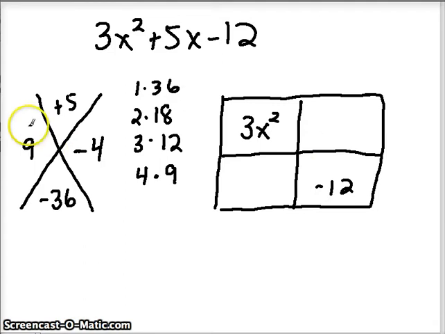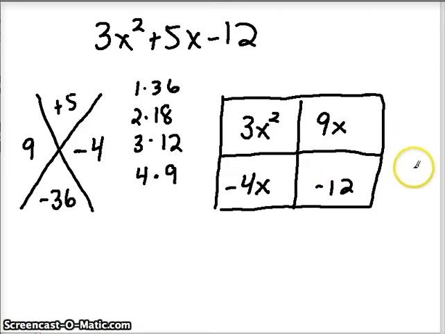And then in the corner boxes here, the diagonal boxes, we're going to put the factors that we came up with, positive 9 and negative 4, but we're also going to attach the variable that we're working with. And that ends up being important there. So whatever variable you're working with, whether it's x or a or c, doesn't matter. Always attach it to whatever your factors are in those boxes.